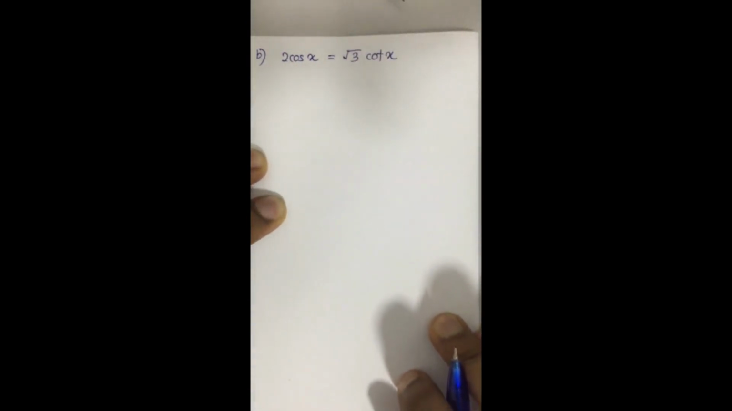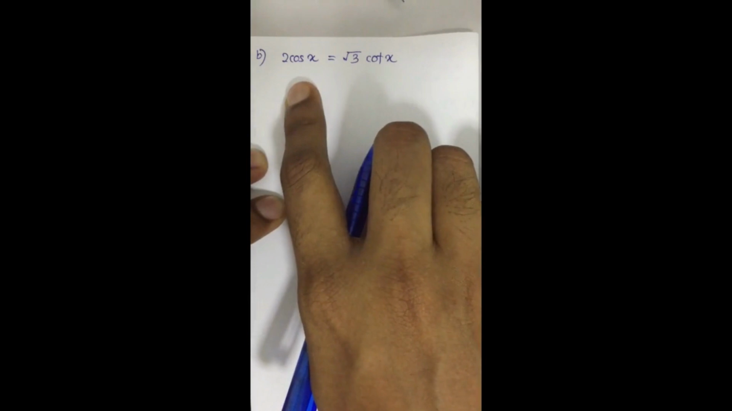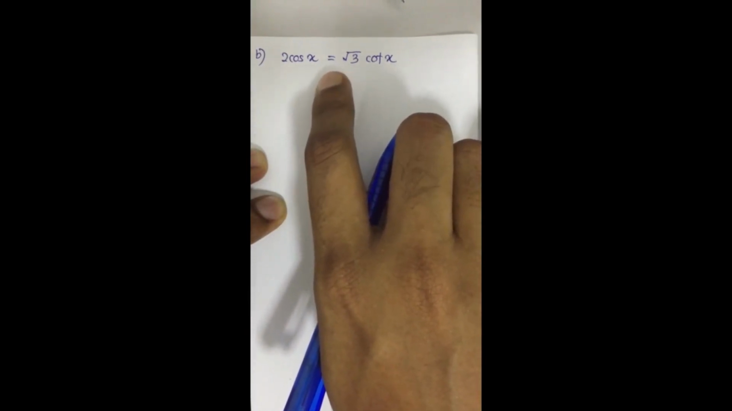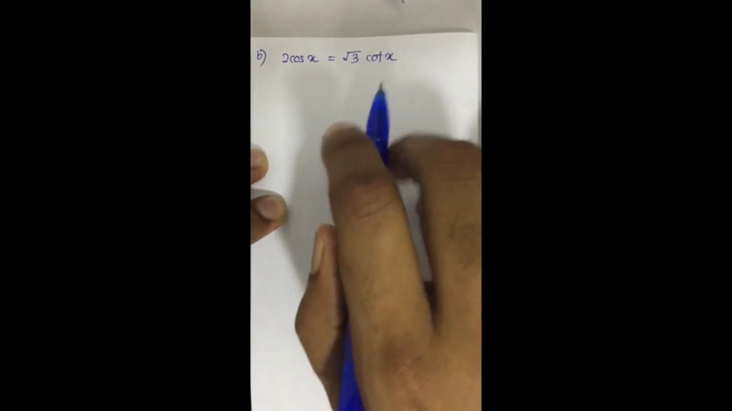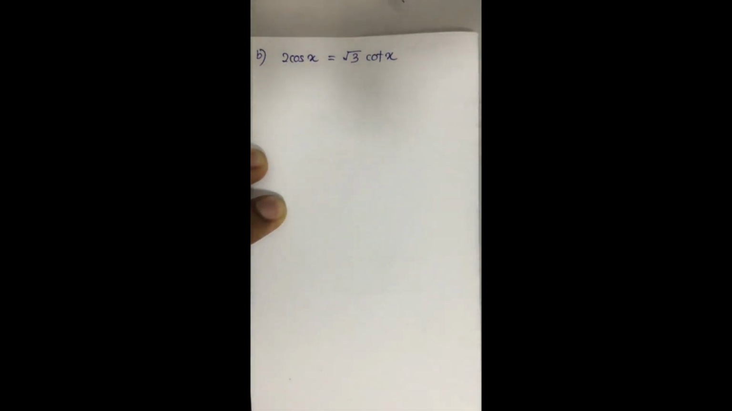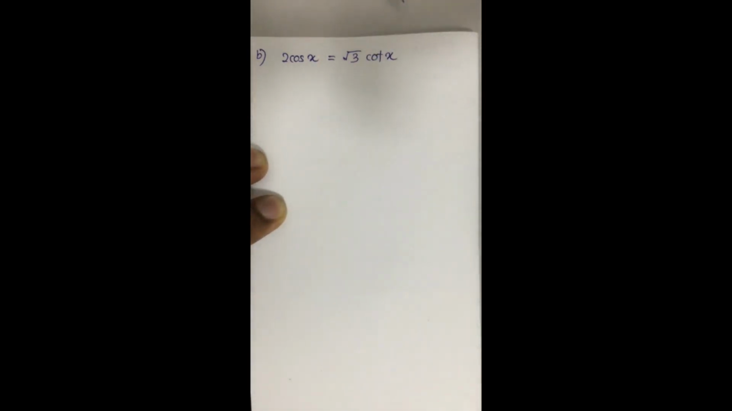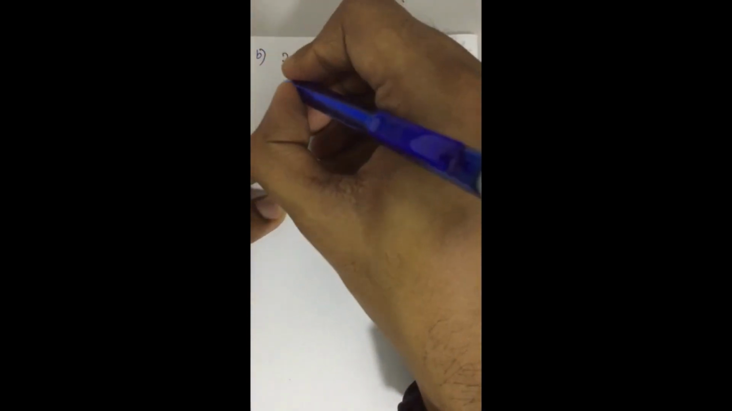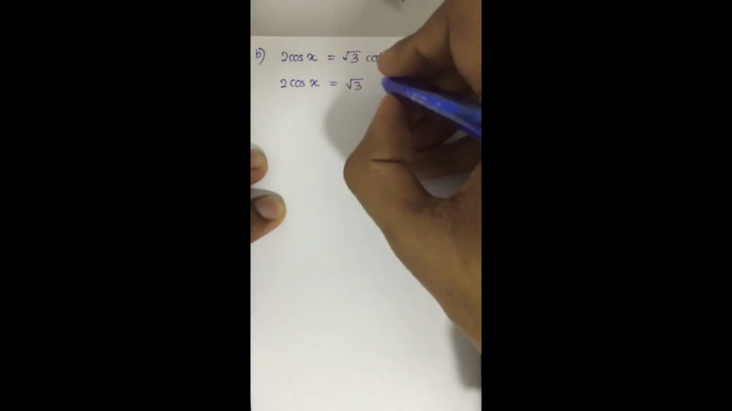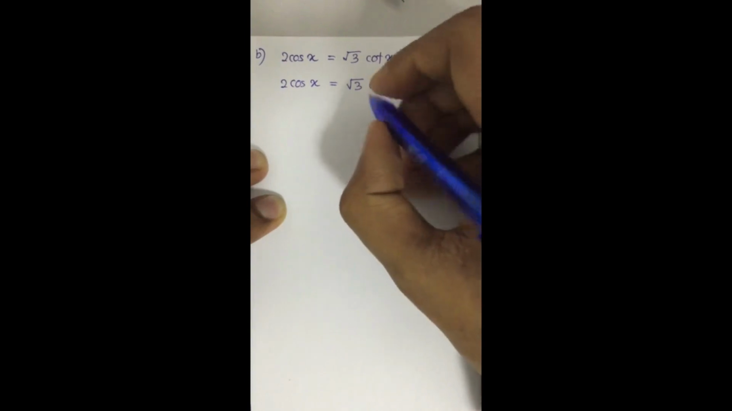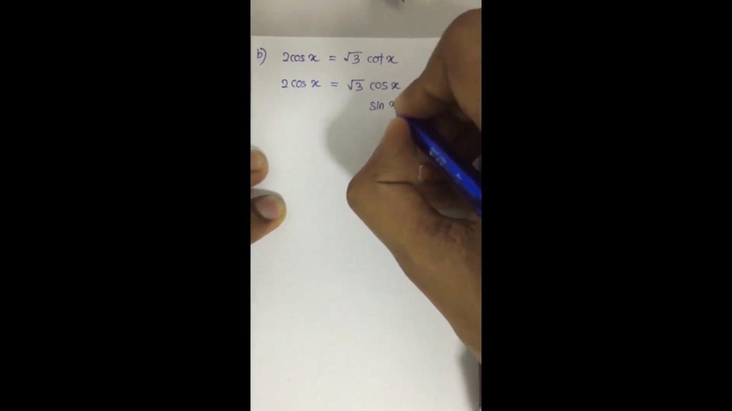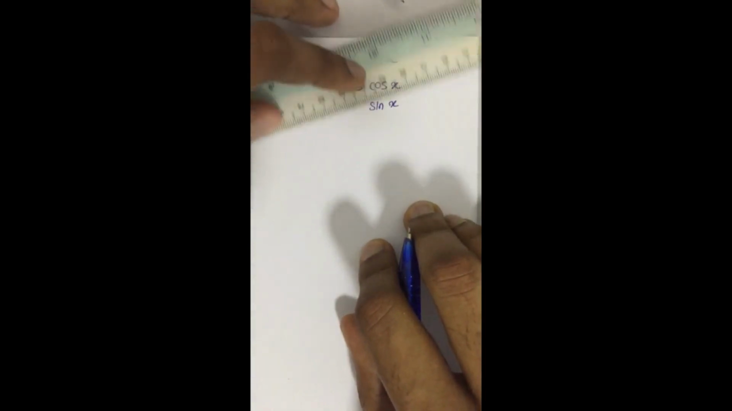x. So to proceed to the next step, we're going to try to make it similar for the two sides of the equation. Cotangent x we can simplify in terms of cosine x, cos x divided by sine x, so that it will be similar with the left hand side. So 2 cos x equals to sec 3 times cos x divided by sine x.